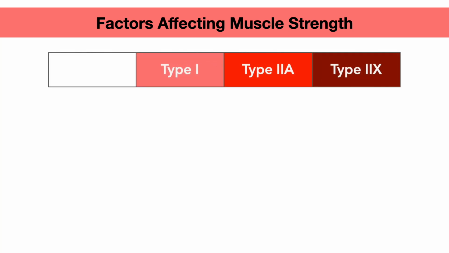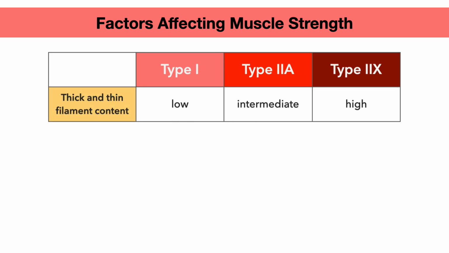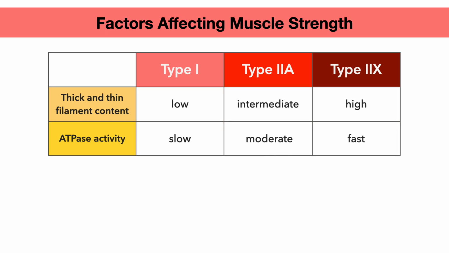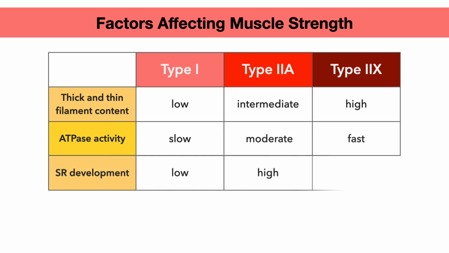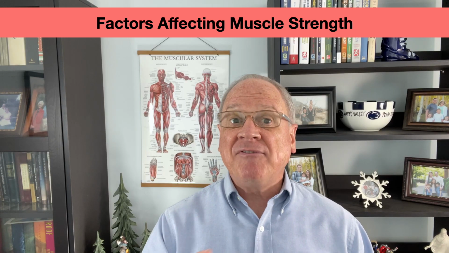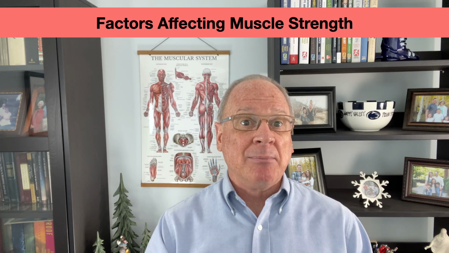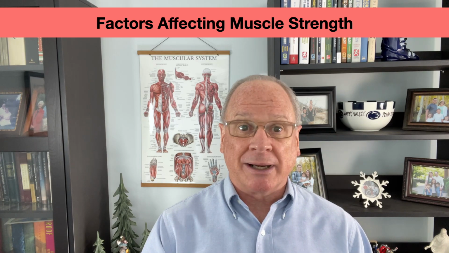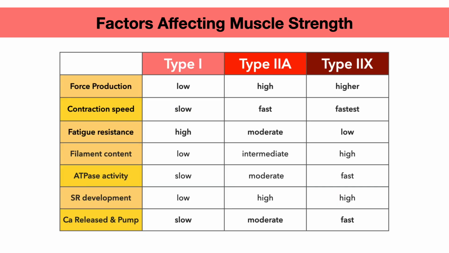Type 2X fibers generate the most force for the opposite reasons. More thick and thin filaments, faster ATPase activity, faster moving myosin heads, greater sarcoplasmic reticulum development, and faster calcium pumps. But they fatigue very quickly because they rely mostly on anaerobic rather than aerobic ATP production. Type 2A fibers generate force similar to 2X, but they're a little more energy efficient, which gives them more endurance. The more type 2 fibers a muscle has, the greater its strength potential, but also the faster its fatigue rate.